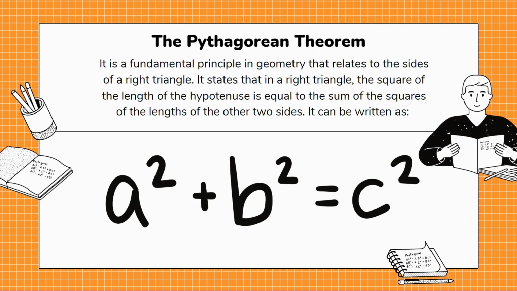It's a fundamental principle in geometry that relates to the sides of a right triangle. That's the Pythagorean theorem. It states that in a right triangle, the square of the length of the hypotenuse is equal to the sum of the squares of the lengths of the other two sides. That's the word form. And it can be written as an equation: a squared plus b squared equals c squared.